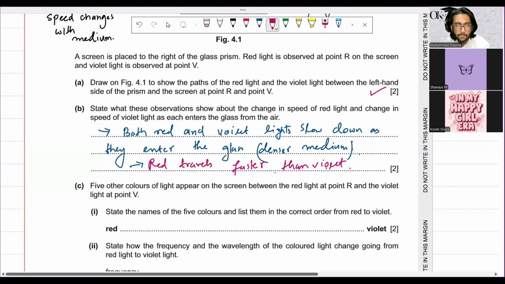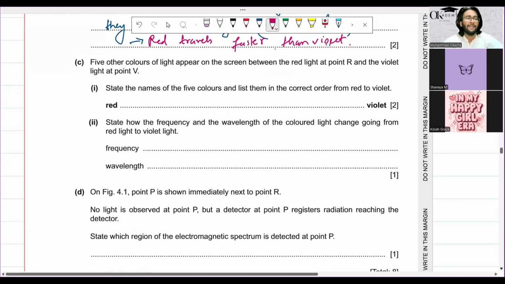Then violet. Still, I may not have written so well, but I'm counting on you to do that. Five other colors of light appear on the screen between the red light at point R and the violet light at point V. Of course, we know these are all the colors of the rainbow. State the names of the five colors and list them in the correct order from red to violet. What we know is VIBGYOR.